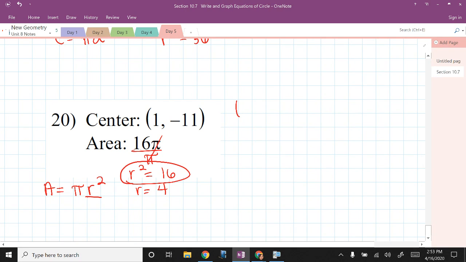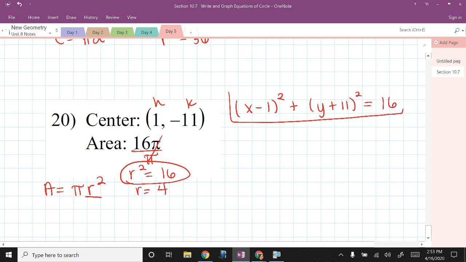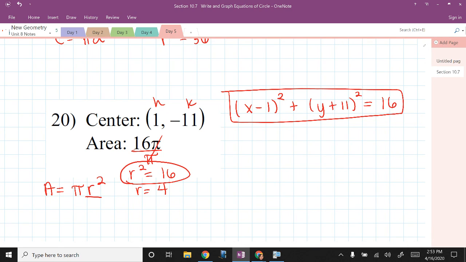So you'll go back and do number 19 the same way. So remember, here's our h, here's our k. We change the signs on those. So the opposite of 1 is -1. So (x minus 1) quantity squared plus the opposite of -11 is +11. (y plus 11) quantity squared equals r squared, and r squared is 16. So there's number 20, and you'll go back and do number 19 the same way. Divide by pi, r squared is 64. So your number that will go right here on number 21 is 64.